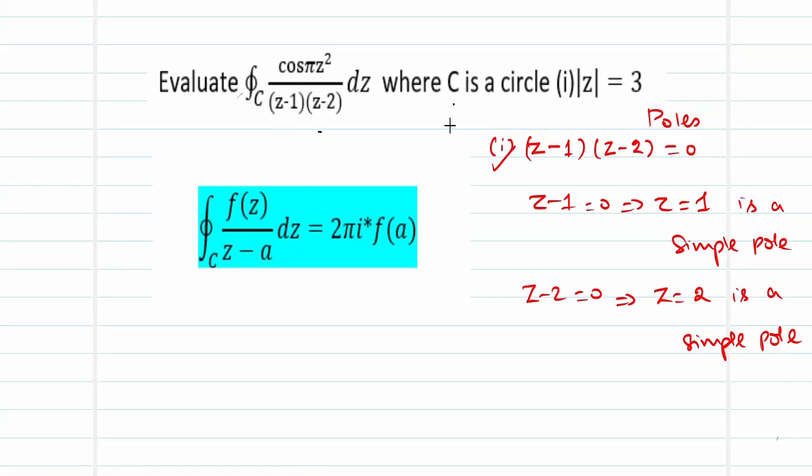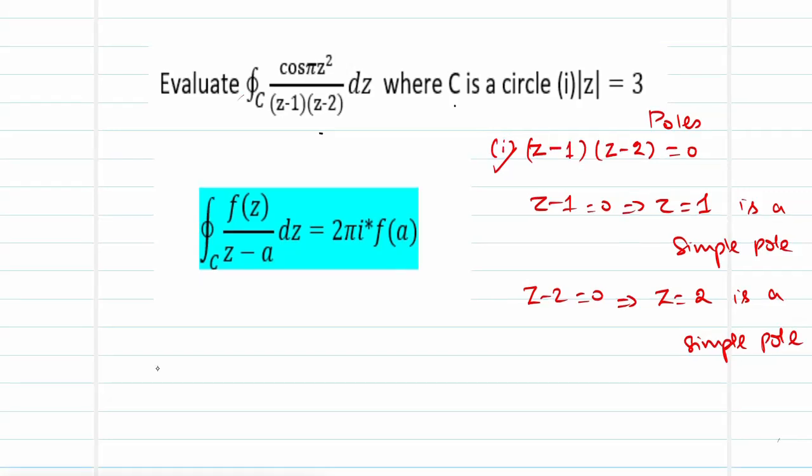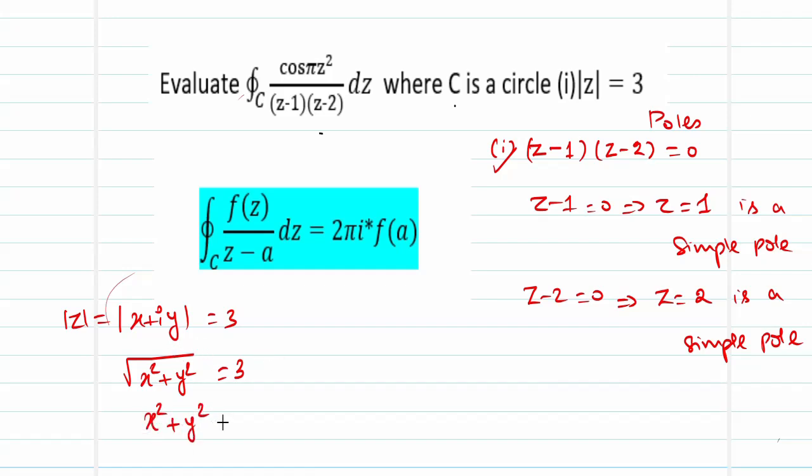What is the second step? The second step is to plot your boundary, which is given by mod z is equal to 3. So what is my mod z is equal to 3? I have modulus of x plus i y equal to 3. What is this modulus? Root over real part square plus imaginary part square equal to 3. To remove the square root on top, we square on both sides, making it x square plus y square is equal to 3 square.